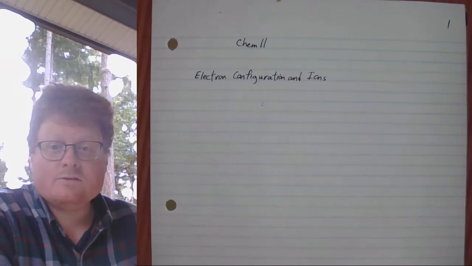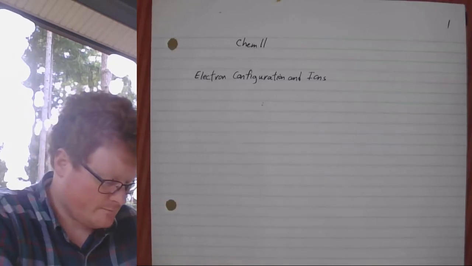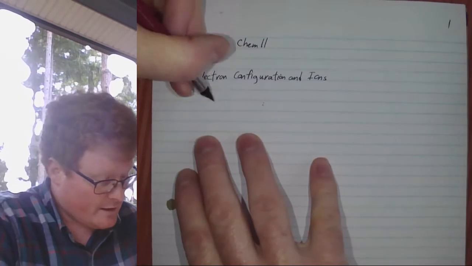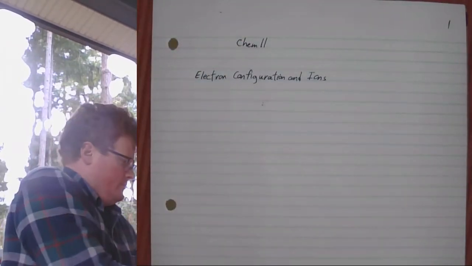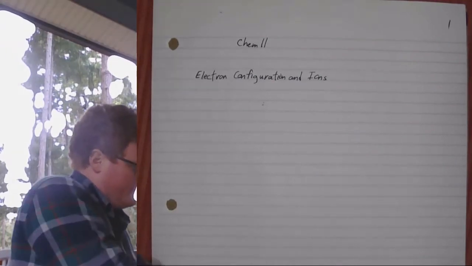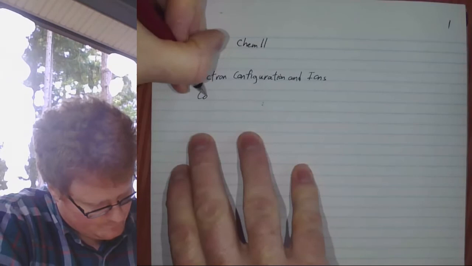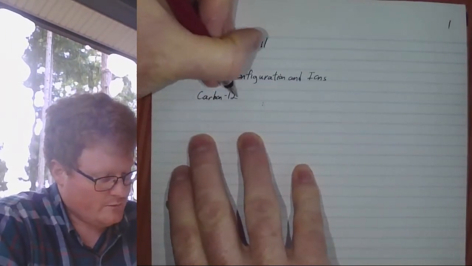All right, so today I'm going to introduce to you the idea of electron configuration and ions. So last lesson we talked all about electron configuration, and you could take a look at the periodic table, look at the back, and pick something such as carbon.